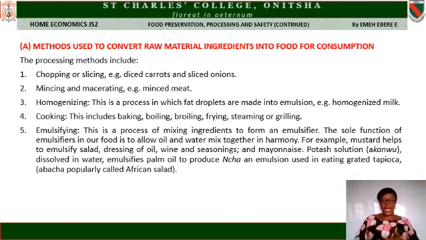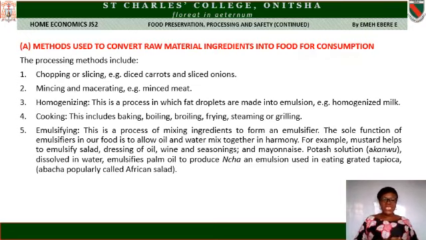The processing methods are 1, chopping or slicing. Example, diced carrots or sliced onions. Diced carrots as in preparation of salad and sliced onions as in preparation of stew. Number 2, mincing and macerating. Example, minced meat. Mincing is when you chop your meat into a tiny, small shape, and you mince meat in order to use it to prepare your meat pie. And you can even macerate your meat, which is used to prepare the toddler's meal.